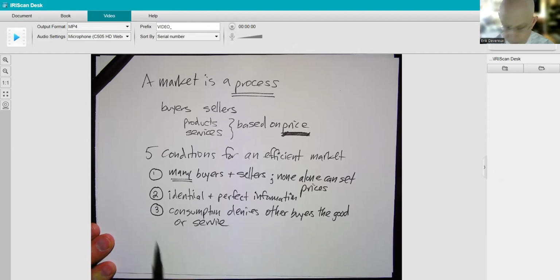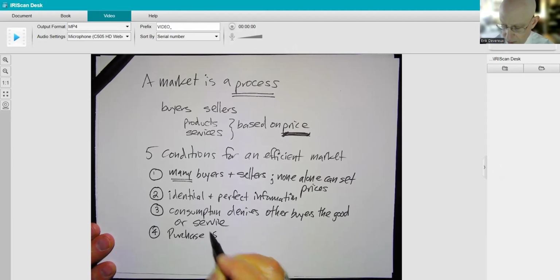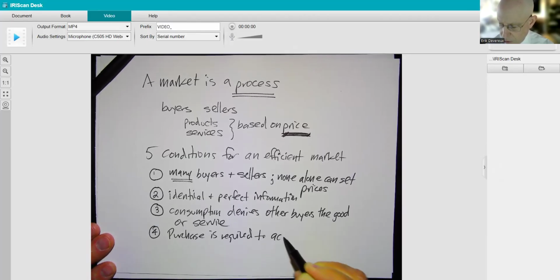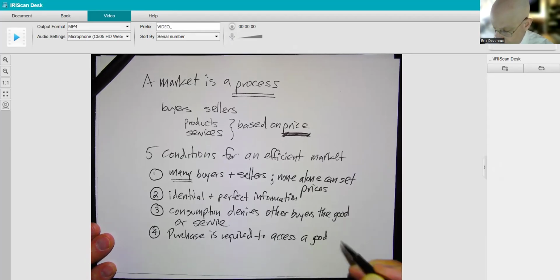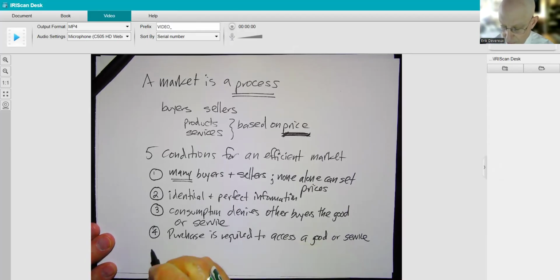The fourth is that purchase is required to access a good or service. I cannot have it for free. And I cannot have it if somebody else buys it. So if somebody else buys it, I can't have it. I can only have it if I buy it. If I could get it for free, then that's going to be an issue in the marketplace.